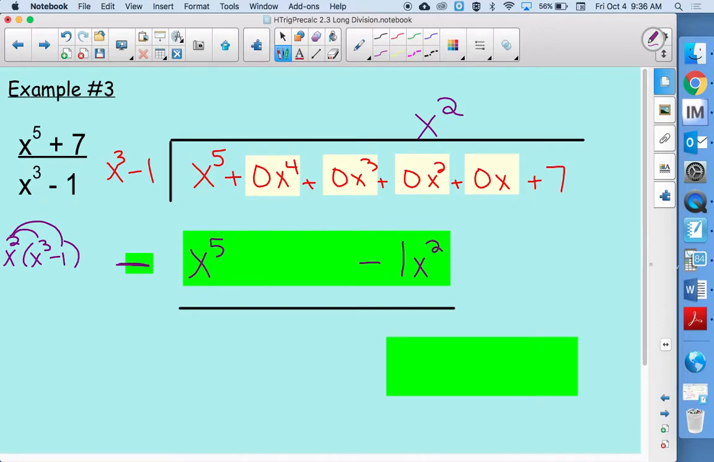We subtract, which means this turns into a plus sign. And then you add everything vertically. Well, x to the fifth minus x to the fifth is gone. I don't have an x to the fourth, I don't have an x cubed, but we have a 1x squared. And then bring down the 7.